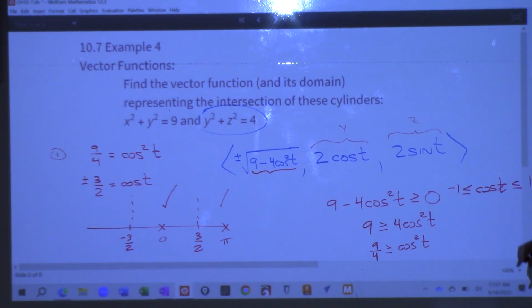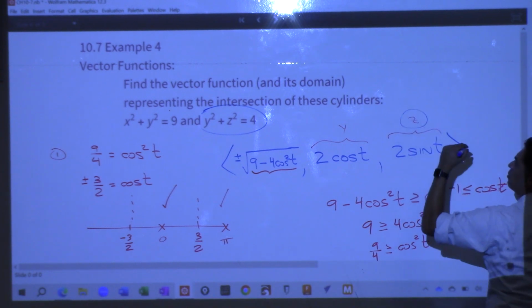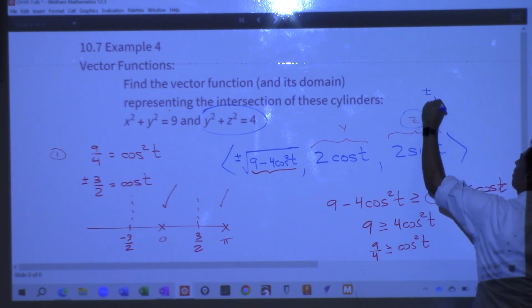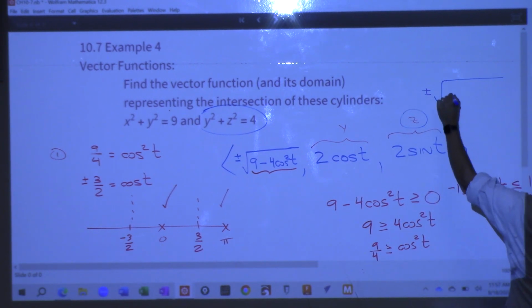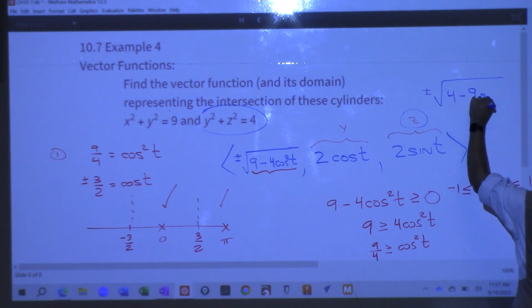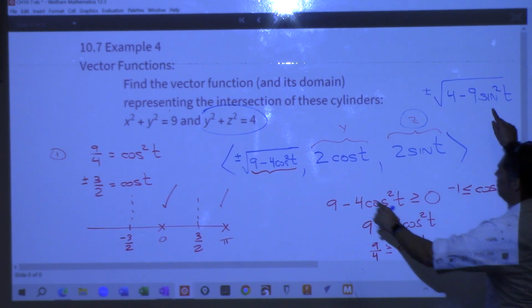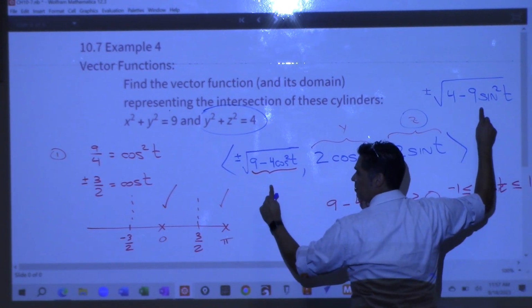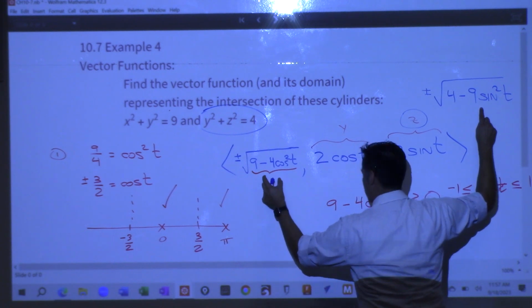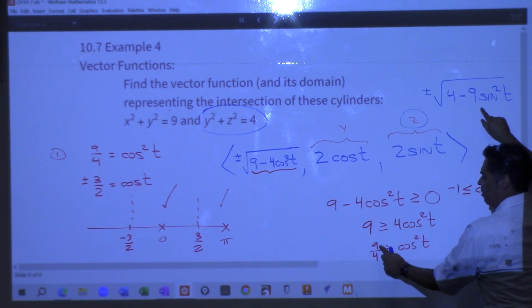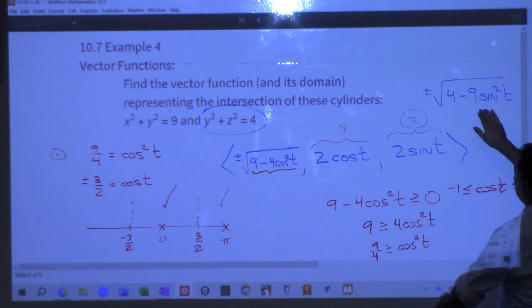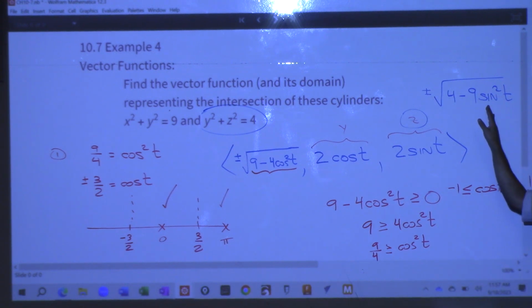In the first way I did it, what was the z that I had? It was plus or minus the square root of 4 minus 9 sine squared t, right? Do you all see the difference between these two? There's a difference. This one, when we set it, we got 9/4 bigger than that, right? If you do that over here, you're going to get 4/9 bigger than or equal, and that's going to have a domain restriction.